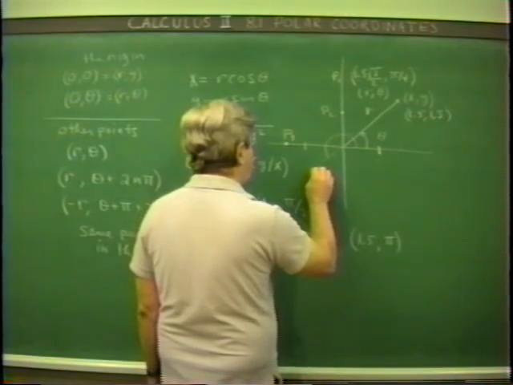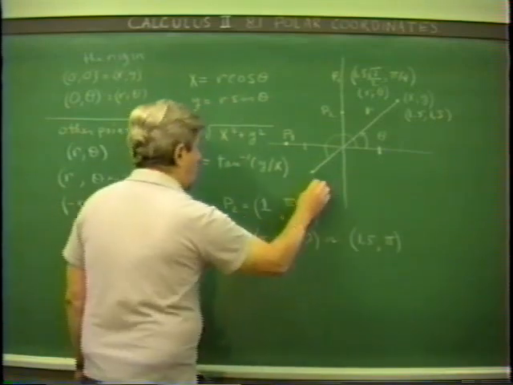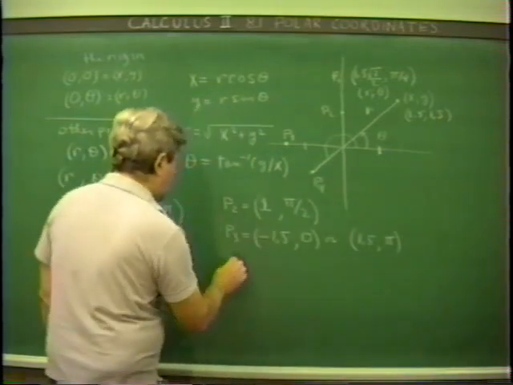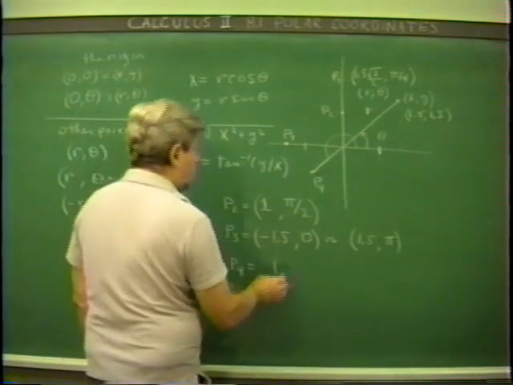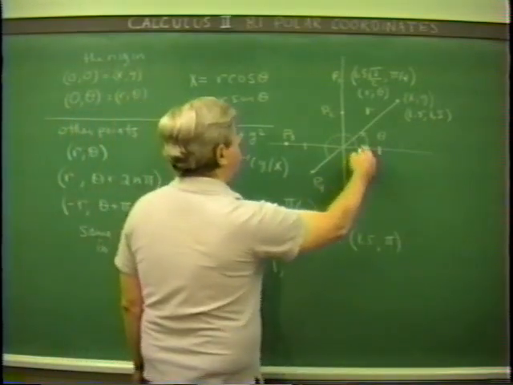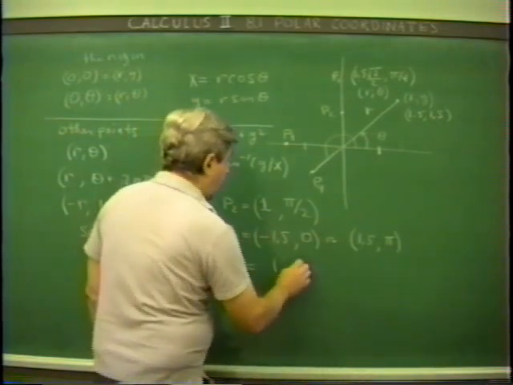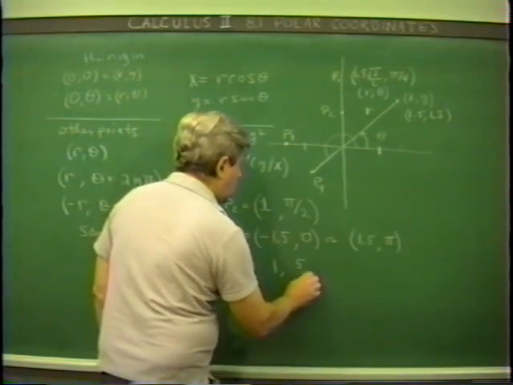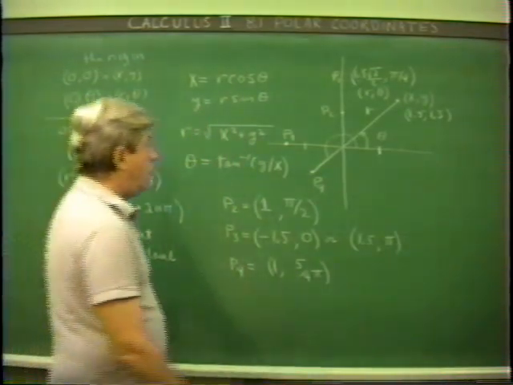This point over here at radius 1, P4, 1, and what have we got here? Pi plus 1/4 pi, so 5/4 pi would be one way to represent that point P4.